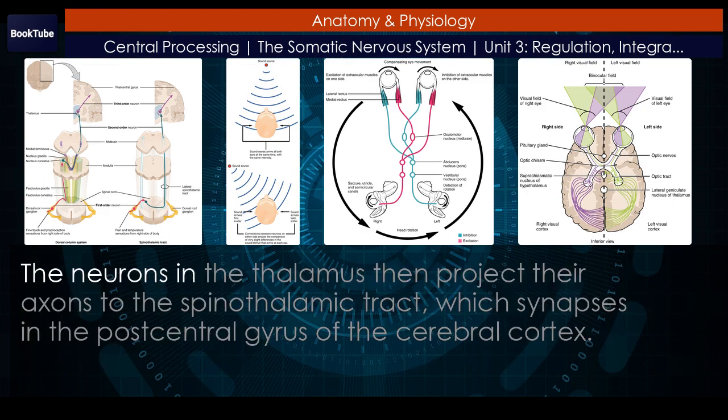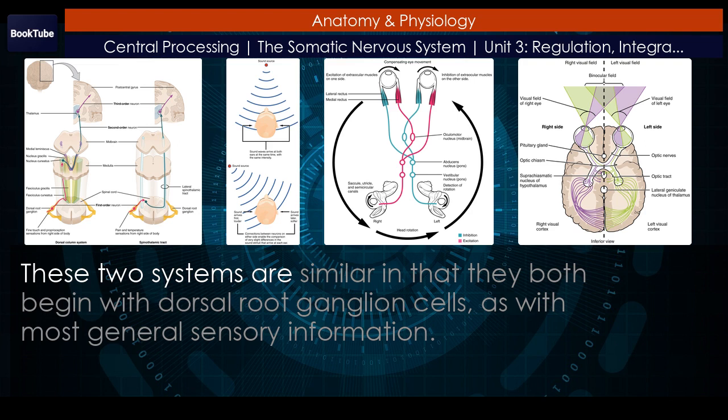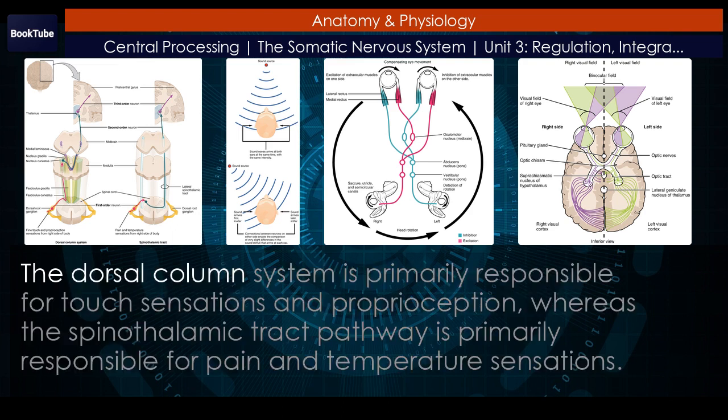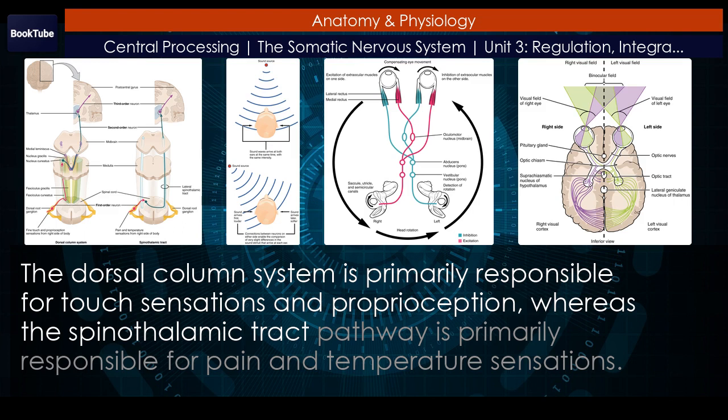The neurons in the thalamus then project their axons to the postcentral gyrus of the cerebral cortex. These two systems are similar in that they both begin with dorsal root ganglion cells. As with most general sensory information, the dorsal column system is primarily responsible for touch sensations and proprioception, whereas the spinothalamic tract pathway is primarily responsible for pain and temperature sensations.